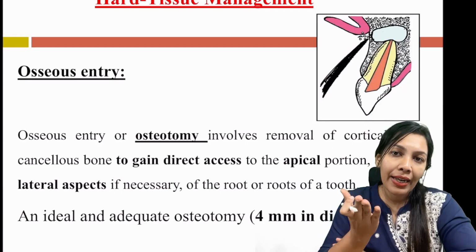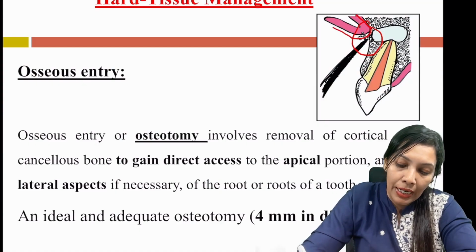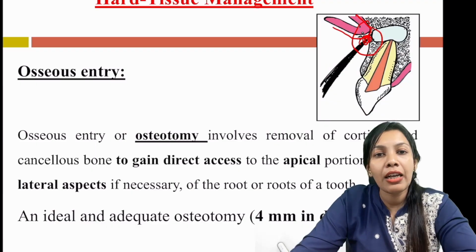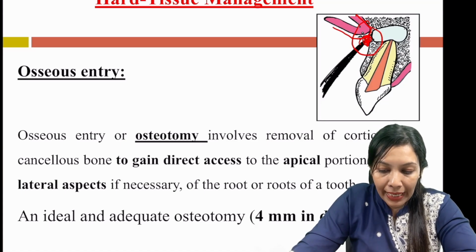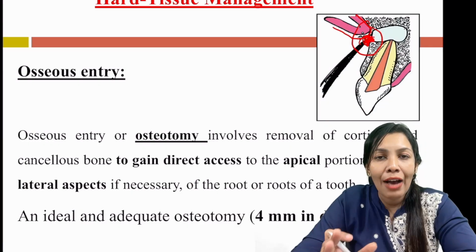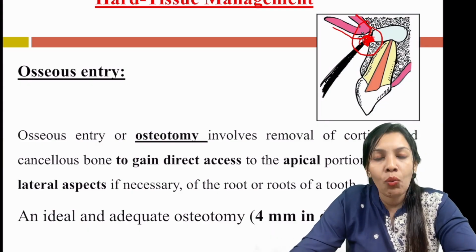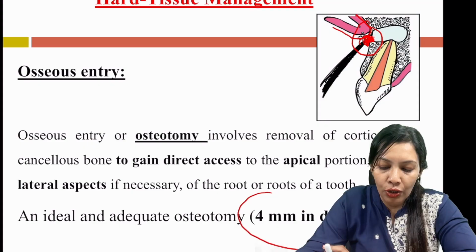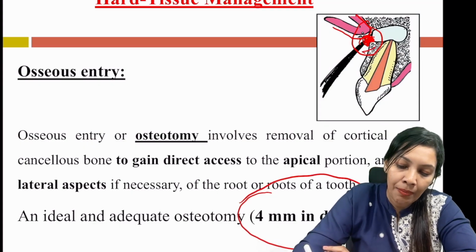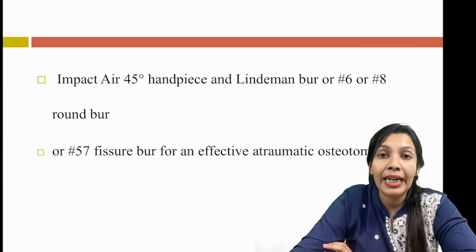Once the flap is reflected, next we have to do an osseous entry. Now the flap is reflected here, and we have to cut the bone. The cutting of the bone, or the osseous entry, is called osteotomy. The osteotomy involves the removal of the cortical plate and the cancellous bone to have direct access to the apical portion of the tooth. So what is the ideal adequate osteotomy? The ideal adequate osteotomy is 4 mm in diameter.